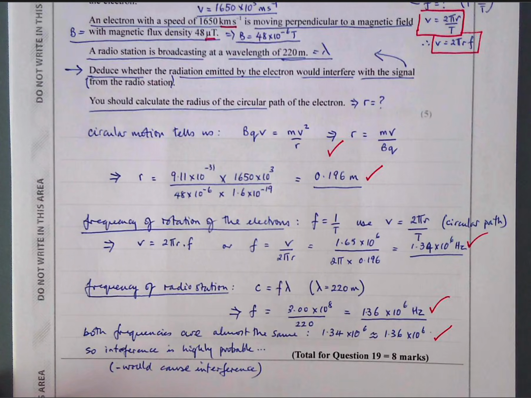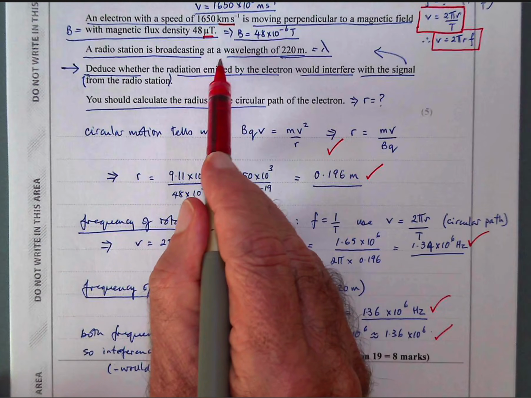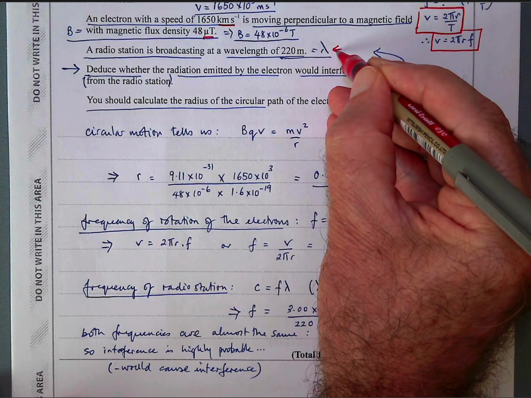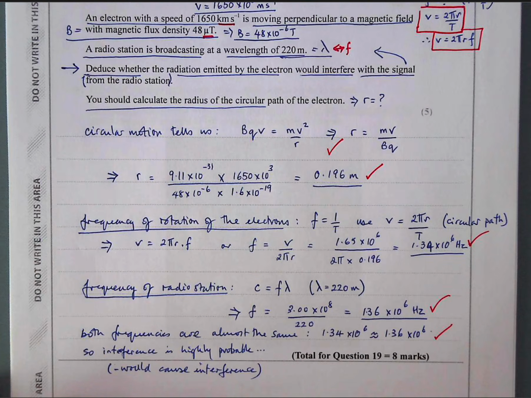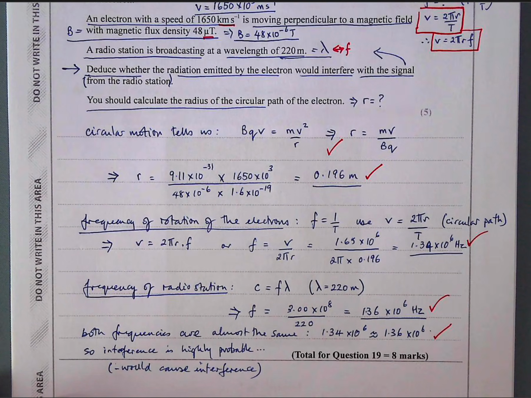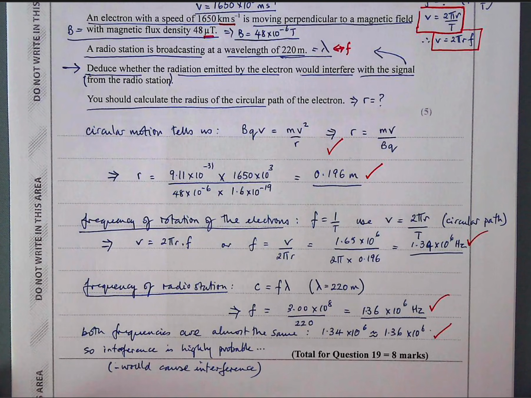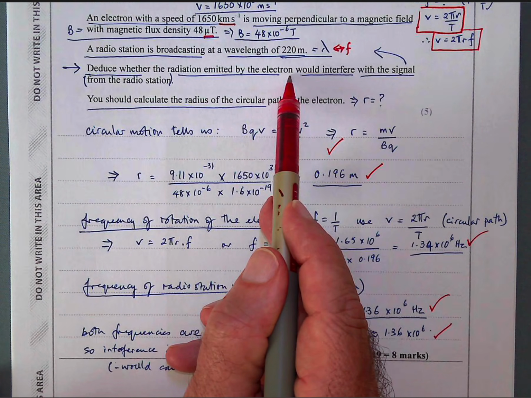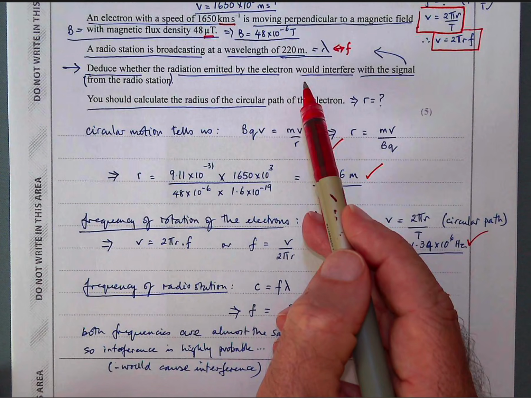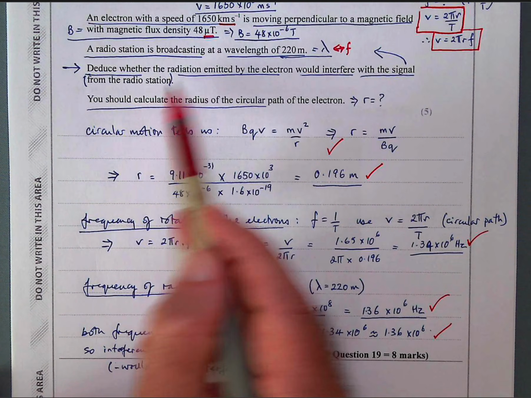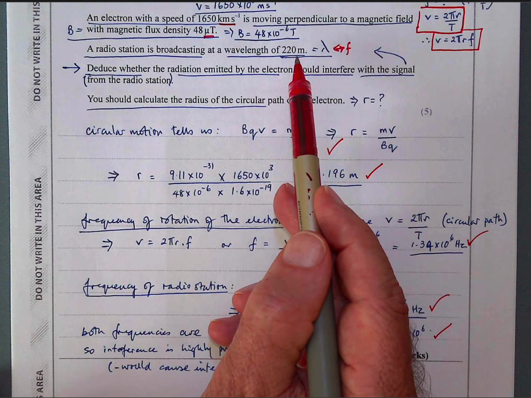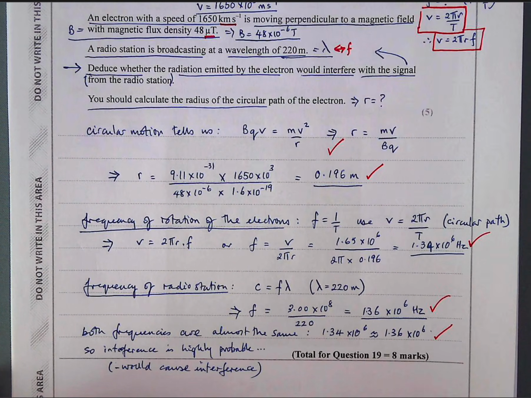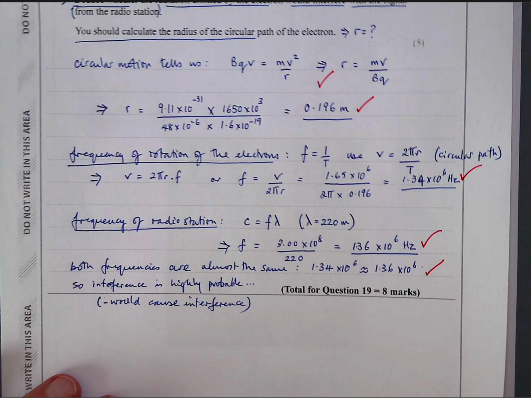It then says the radio station is broadcasting at a wavelength of 220 meters. If you know the wavelength, you can convert it into frequency if you wanted to. You can either work out frequencies or compare wavelengths at the end, because we want to know whether the radiation emitted by the electron, going in a rotation, would interfere with the signal from the radio station. If they're about the same wavelength or about the same frequency, then interference will occur. Okay, so this is also revision of Unit 2.